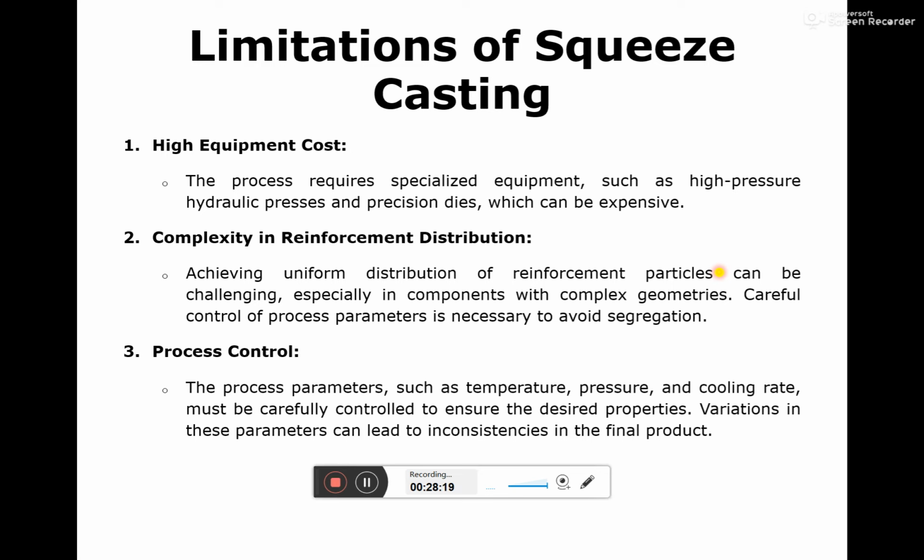Another one is process control. There are different process parameters we have to control properly. We have to maintain appropriate temperatures, pressures and cooling rate. These should be controlled very properly to ensure the desired properties. If we are not able to control them properly, shrinkage cavities or other porosity defects may develop in the cast product. To avoid that, we have to properly control the temperature, pressure and cooling rate during the squeeze casting process.